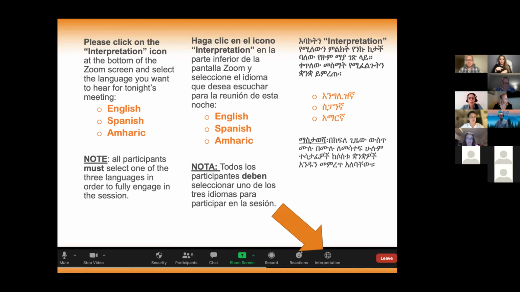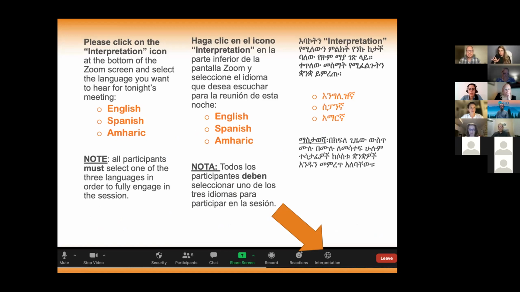For everyone, please click on the interpretation button at the bottom of your Zoom screen. It's a little globe. You see the arrow pointing to it there. Just click on that button and select the language that you want to hear for tonight's meeting. You have the option of English, the option of Spanish, and you have Amharic. We do have translators tonight. So if you are listening to Spanish, you'll hear the Spanish translator.